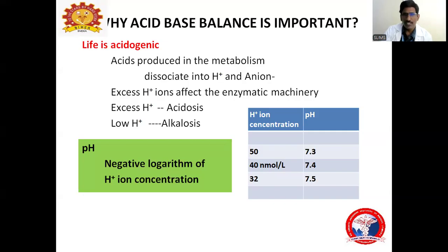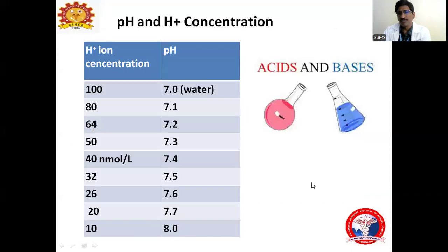How do we measure this? We measure it as pH. pH is the negative logarithm of hydrogen ion concentration. So if you take the concentrations 40, 50, 32, the 50 hydrogen ion concentration will have a lower pH value, while 32 will have a higher value. When you see the pH range from 7 to 8, these are all the hydrogen ion concentrations. At the pH of 7, that is water, we have 100 nanomoles. At the pH of 8, we have 10 nanomoles.